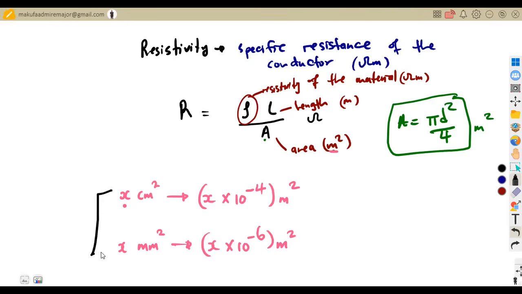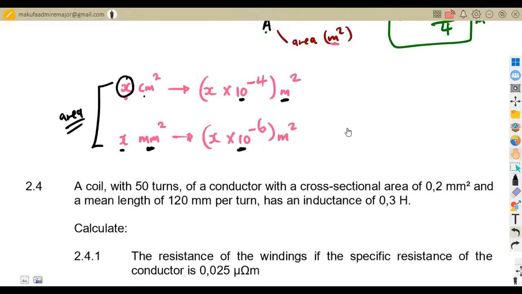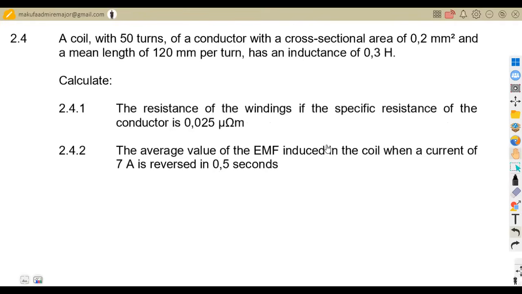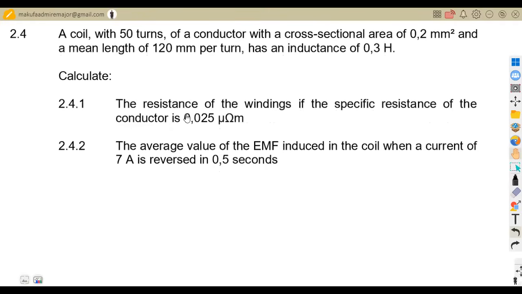So this is the conversion for our area to square meters. You multiply the number that you are given in square centimeters times 10 to the exponent of -4, and the number given in square millimeters times 10 to the exponent of -6. You now have your area in square meters. With this whole information, we can attempt our questions. This is what we need to understand about resistivity and the resistance of a certain material.